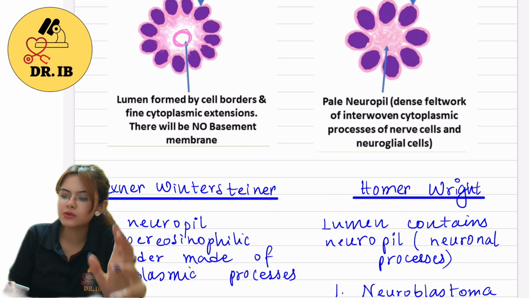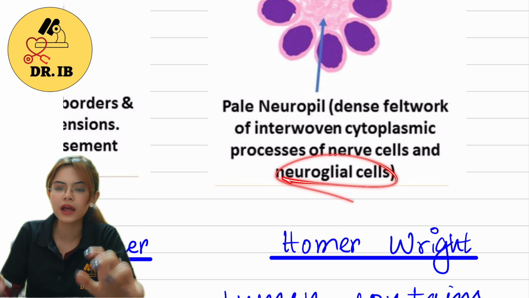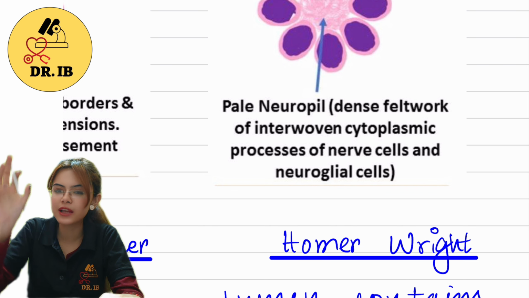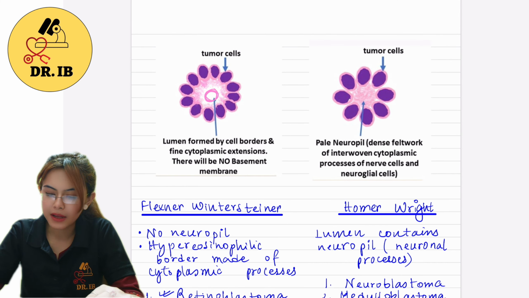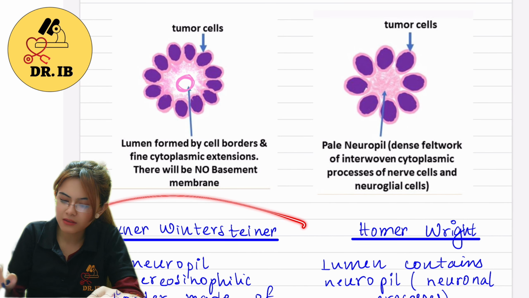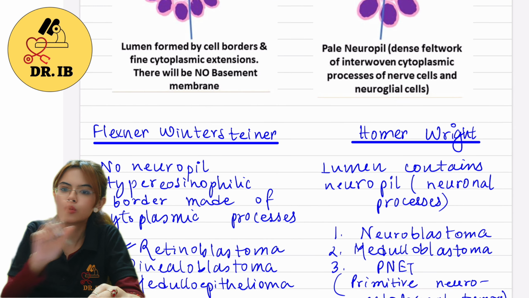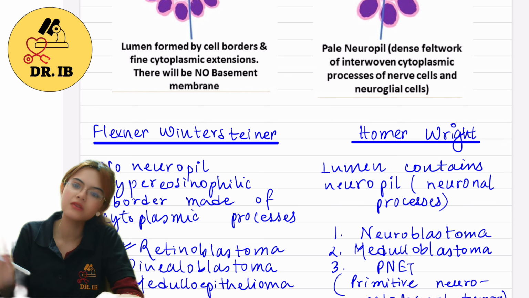Okay, so neuropil, what is neuropil? Neuropil is basically the cytoplasmic processes of the nerve cells or the neuroglial cells. Okay, that is what neuropil is. They are basically the cytoplasmic projections or the processes of the nerve cell. That is basically the neuropil. But in Flexner-Wintersteiner, there is no neuropil. As I said, true rosette can be of two types. It can either have a neuropil or it can be completely empty without even a neuropil.